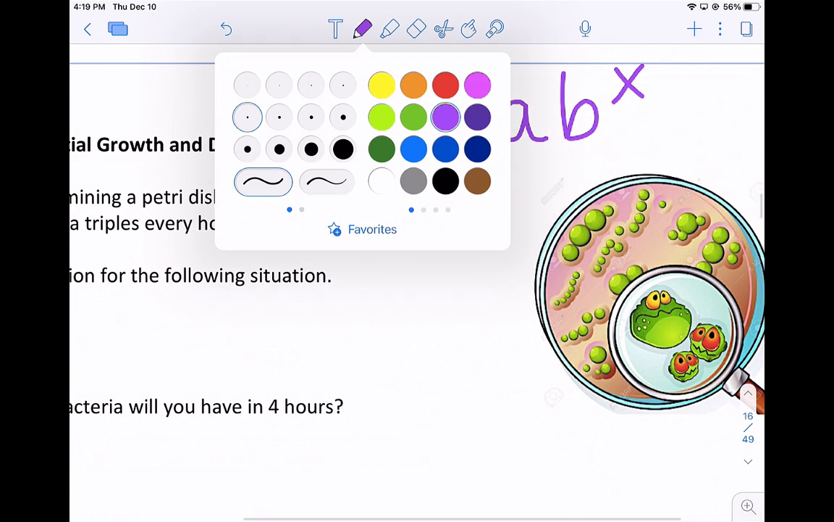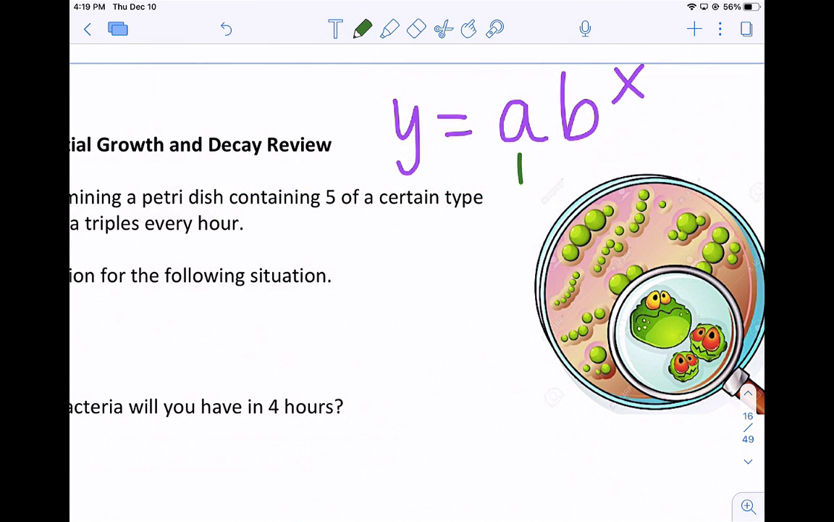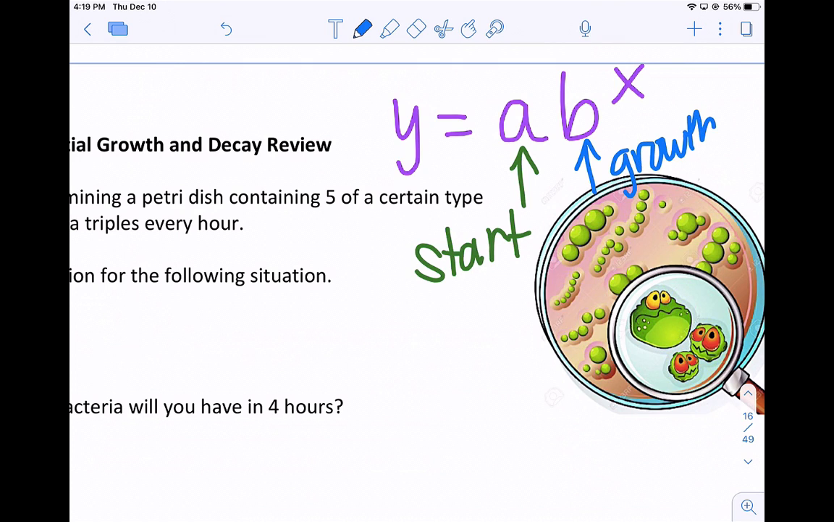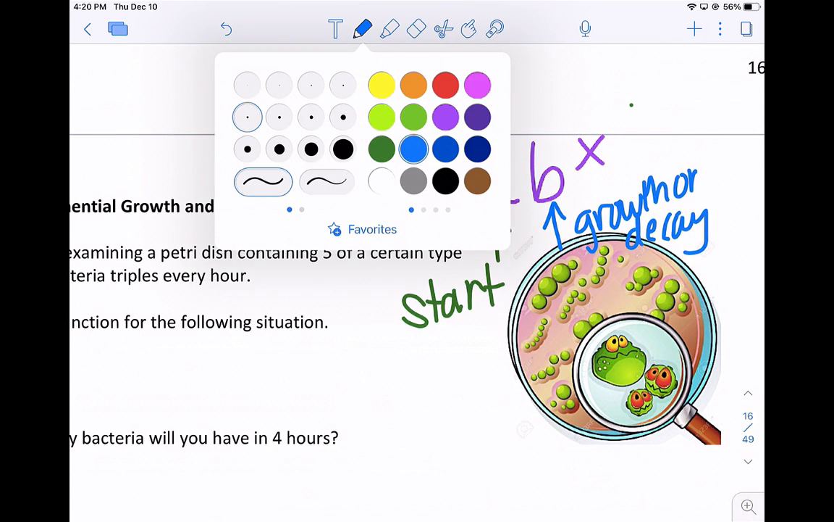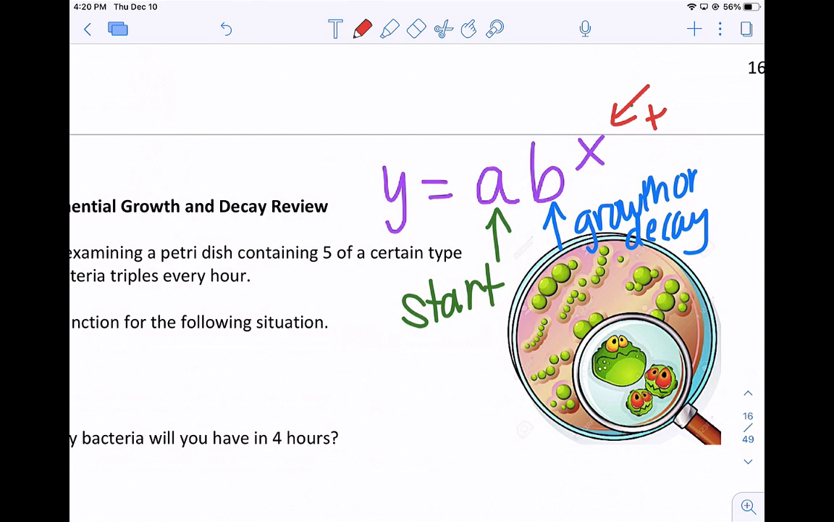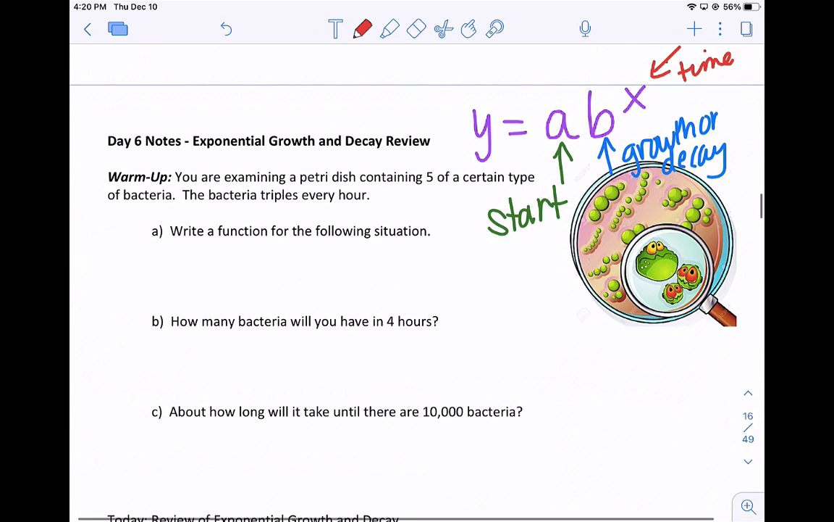A is your starting value, your initial value. So a is your start. It's kind of like the y-intercept. B is your rate of growth or decay. So this will be your growth or decay. And then x is typically the amount of time that has gone by. All right, so that's what an exponential function looks like, and we're going to use that to solve the warm-up.